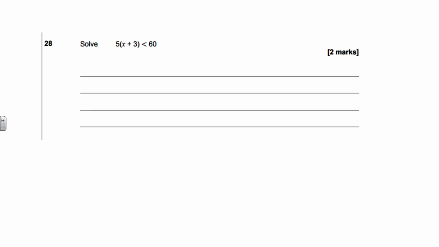Okay, question 28. Solve 5 brackets x plus 3 is less than 60. Two ways to do this. Step 1 might be to multiply out the brackets. 5x plus 15 is less than 60. After that, very much like an equation, take 15 off both sides. So we get 5x is smaller than 60 take 15, 45. Then divide by 5 on both sides. x would need to be smaller than 45 divided by 5, which is 9.